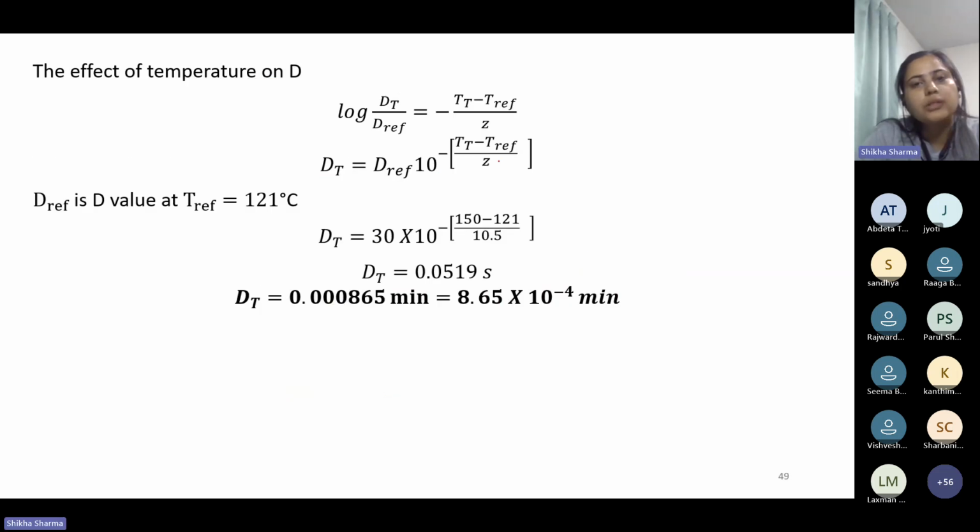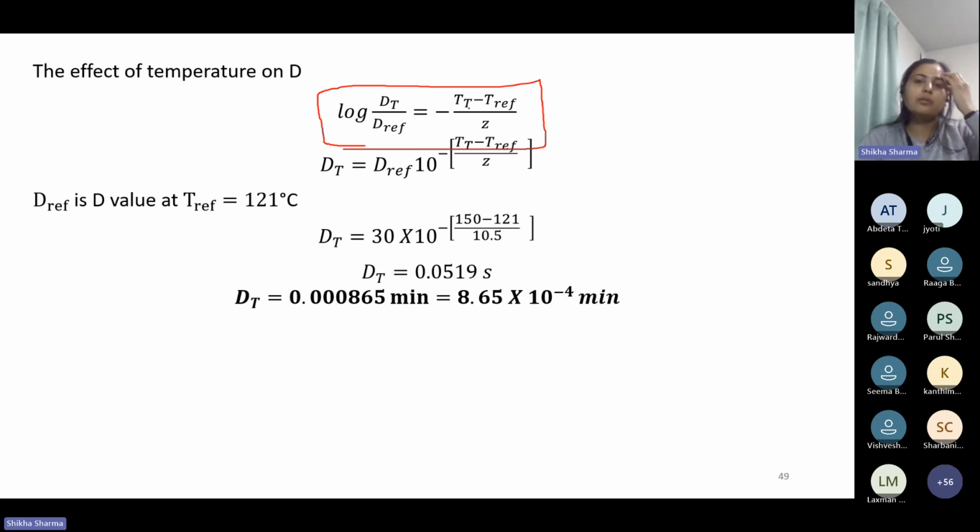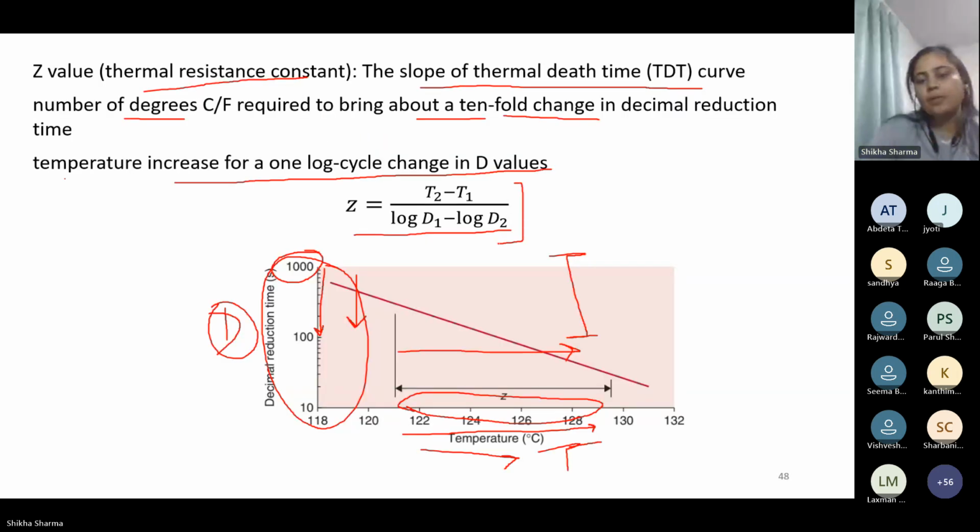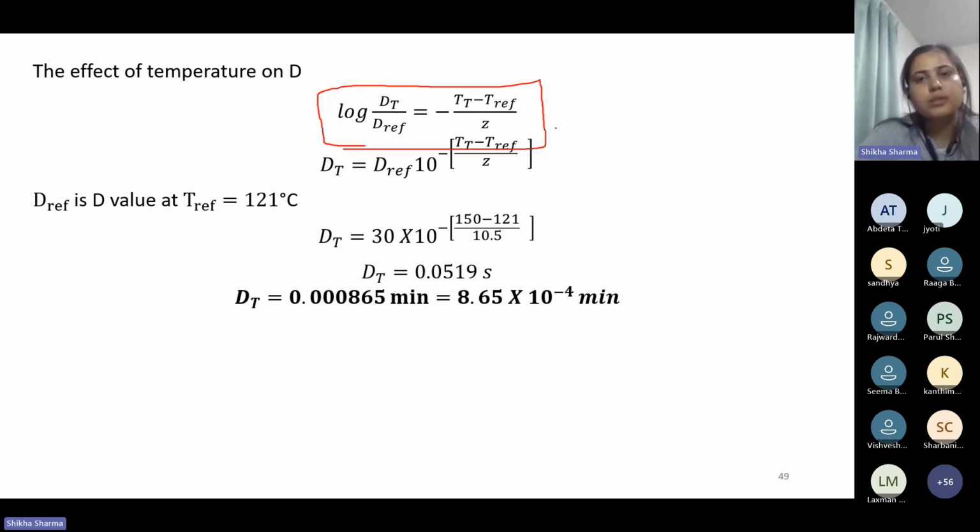The effect of temperature is given by this formula, right? Log Dt by D reference equals minus the temperature at which we are calculating minus the reference temperature, which is 121 degrees Celsius, divided by Z. From this formula we rearrange and get Dt equals D reference times 10 to the power minus T at 150 minus T reference at 121 divided by the Z value.